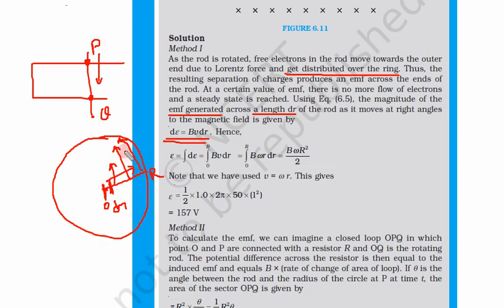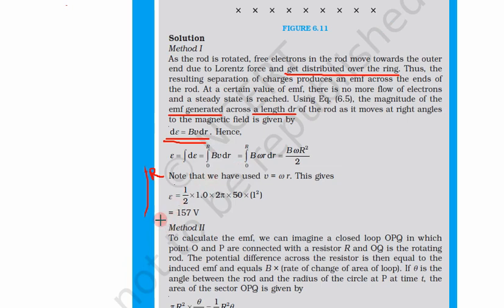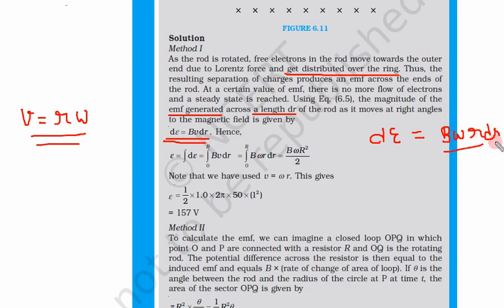So we cannot use v directly. What do we use in this case? We have to use rotational motion. From rotational motion we know v is equal to r omega. Let us put it here. So d epsilon is equal to B v dr becomes d epsilon equal to B omega r dr. So this is our new form.